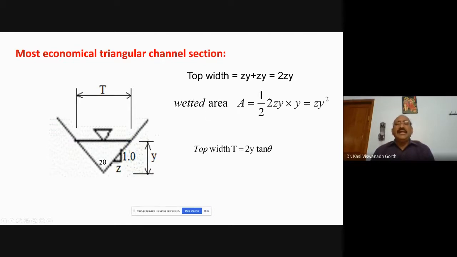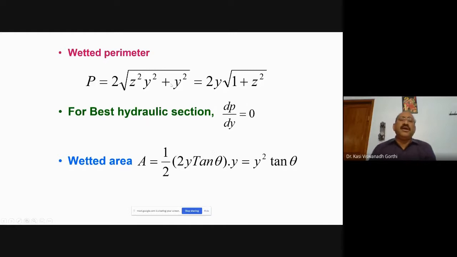What is the wetted area? It is the cross-sectional area of the flow section. So half of 2Zy into y, half base into height. So Zy square is the wetted area. How do you get the wetted perimeter? Wetted perimeter will be the length of the boundary in contact with the flow. This side and this side together will be the wetted perimeter. So square root of Z square y square plus y square. So it becomes y into square root of 1 plus Z square, and both the sides, so twice of that. So 2 into y into root 1 plus Z square is the wetted perimeter.